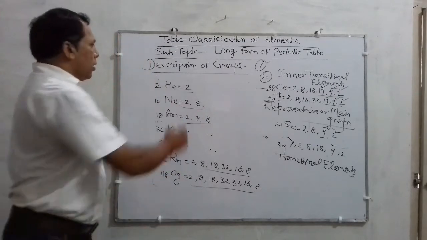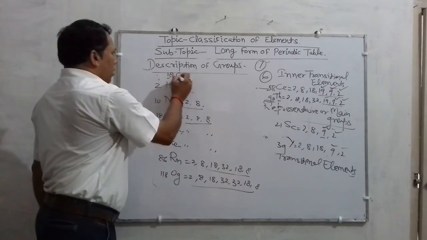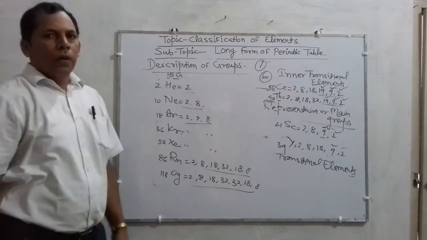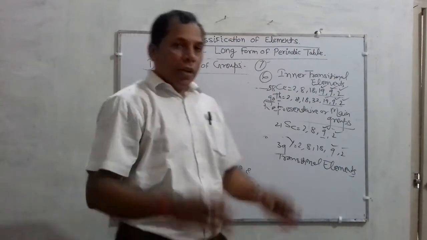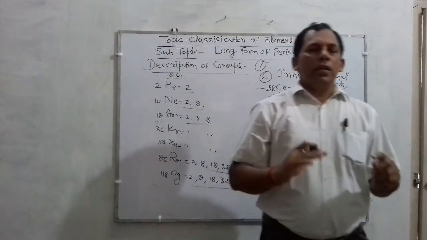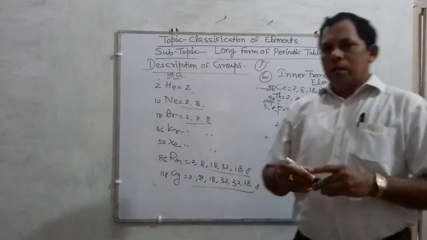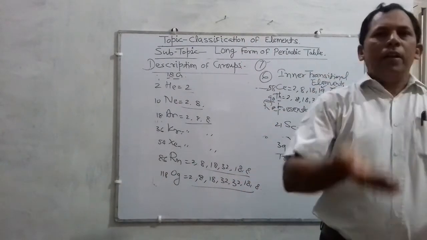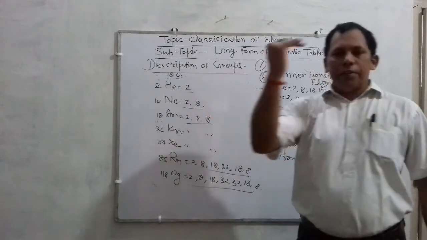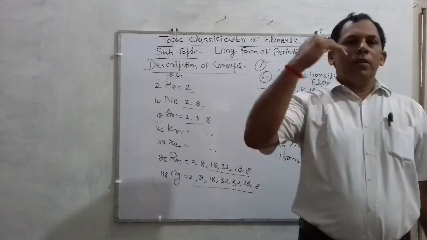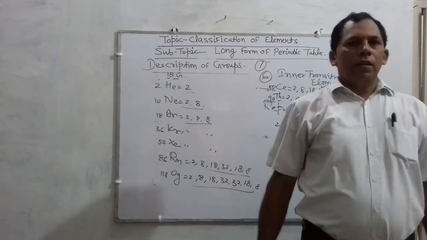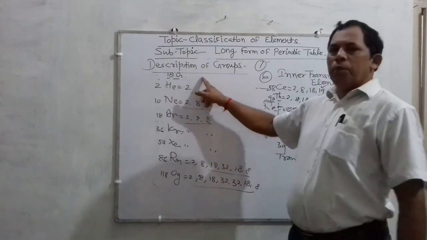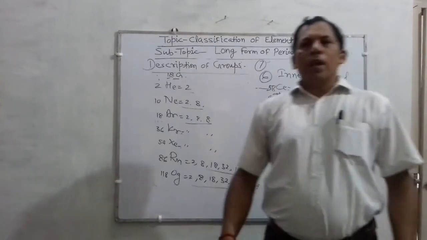That's why they are called members of the 18th group, and they are chemically inert and possess the same kind of property, the same kind of configuration. That's why they are also termed noble. So this is the description of those. Must remember it.